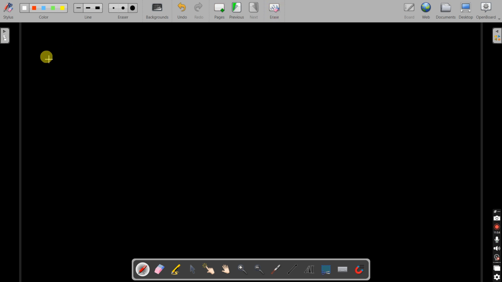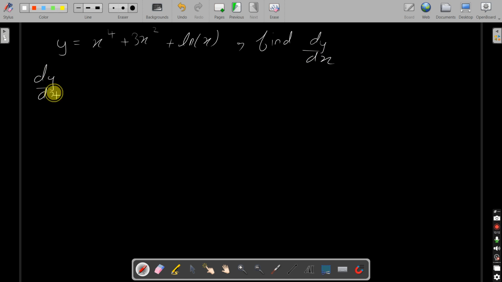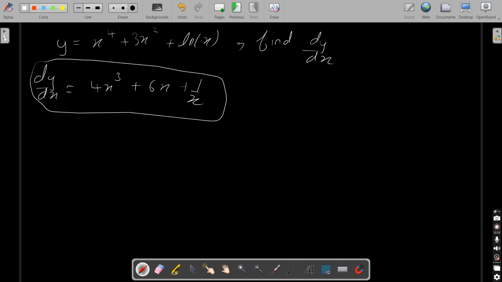One more question. If y is equal to x to the power 4 plus 3x square plus ln x, find dy by dx. So dy by dx will be 4x cubed plus 6x plus 1 upon x. This is our answer.